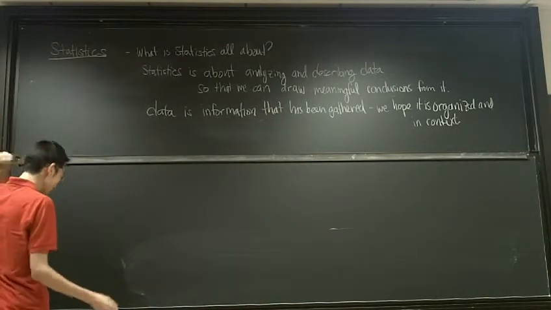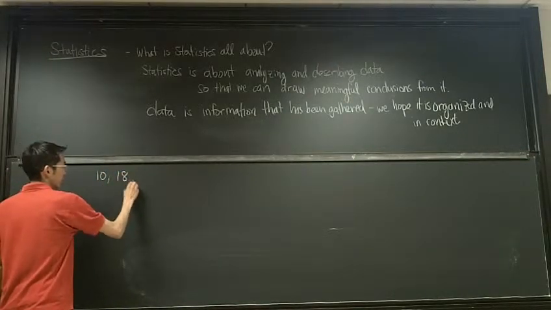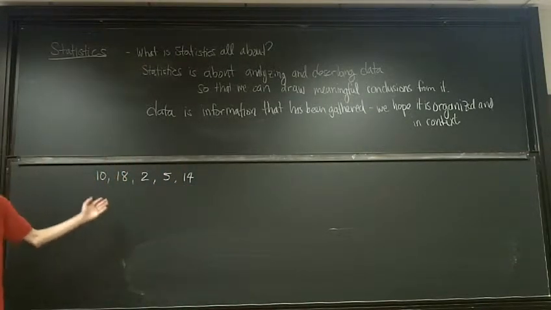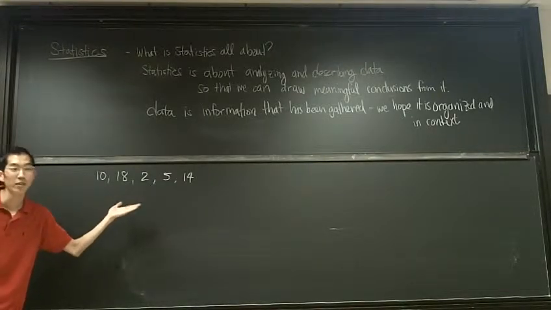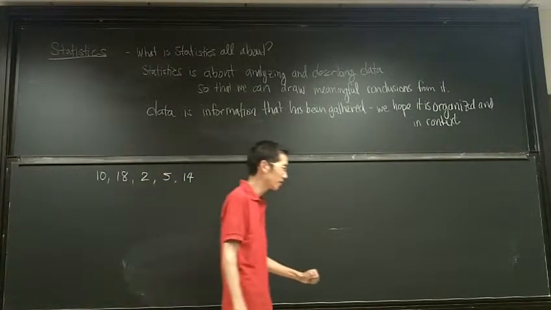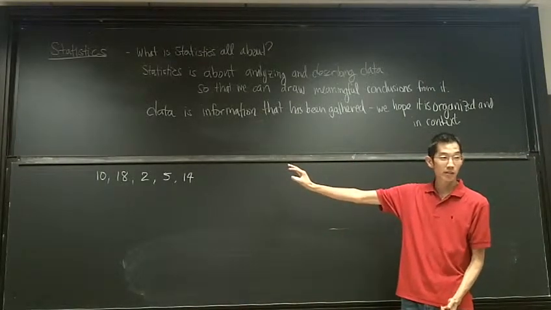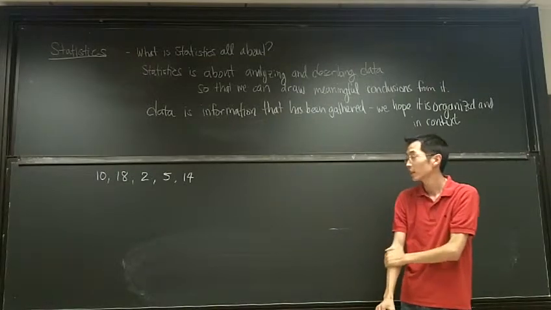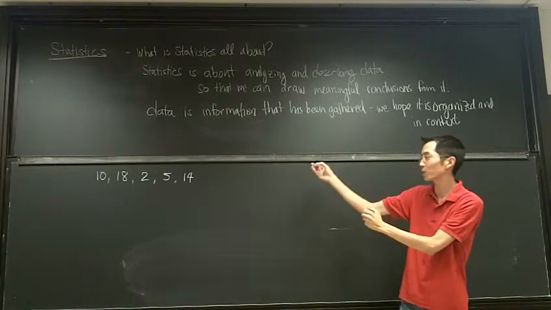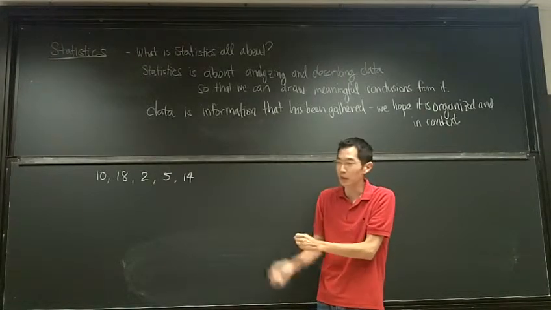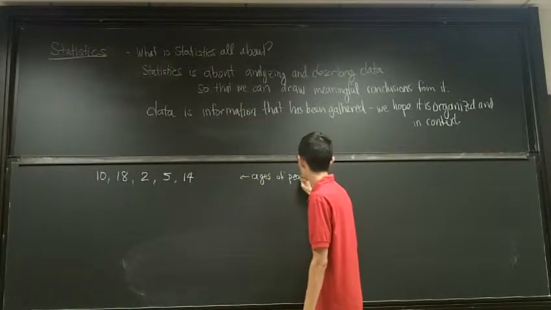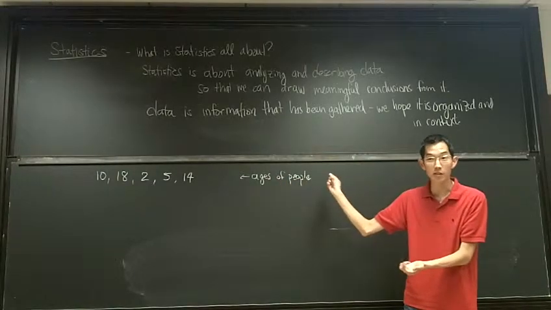I could write some numbers, and these numbers are not meaningful. They're just numbers. But if I tell you that these are ages of people, then it suddenly adds meaning. And we're still missing something, what is the context? So first off we have numbers and it's meaningless all by itself, but it could be ages of people, and suddenly that adds meaning to these numbers.